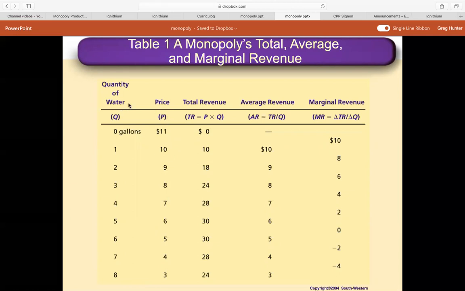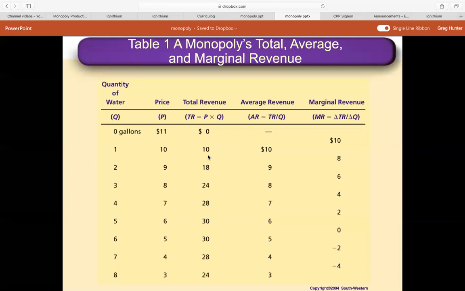And remember, the first two columns here are the demand schedule. You can see that they obey the law of demand. As the quantity of water being supplied to this industry increases, the price is going down. So these first two columns are actually the demand schedule. There's an inverse relationship between price and quantity demanded, or if the seller is going to supply that quantity, that's how much the seller could sell.